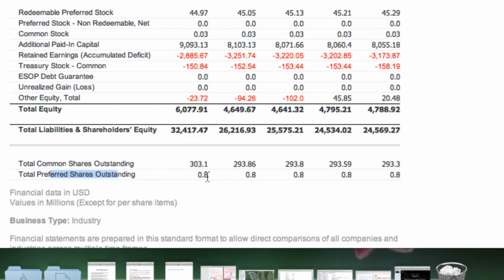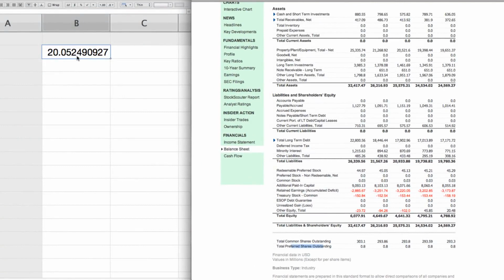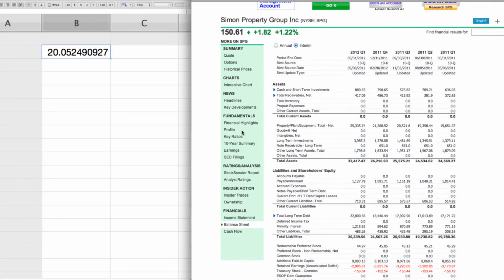Okay, so that 0.8 is not being accounted for right there, and so that book value of $20.05 is wrong. Now let me show you why you've got to be careful whenever you're using the numbers that MSN or any one of these, Google or Yahoo or whatever, are telling you for ratios. You've got to be real careful if you're not the one actually doing the math from the balance sheet or the income statement or whatever the case might be.